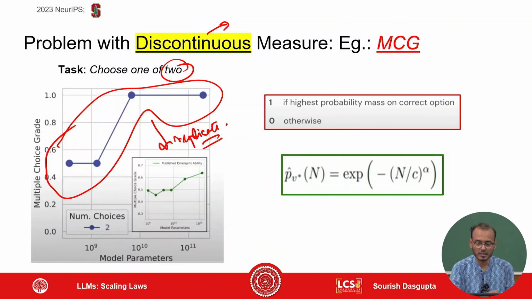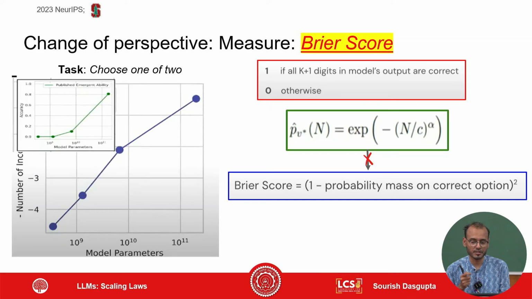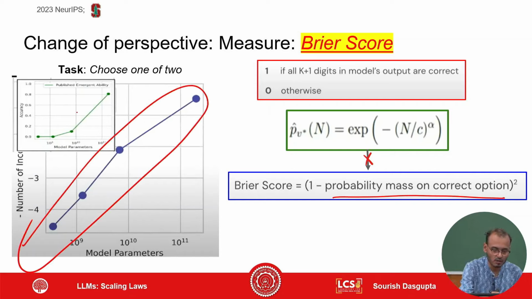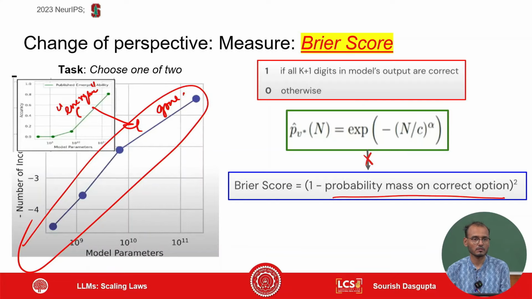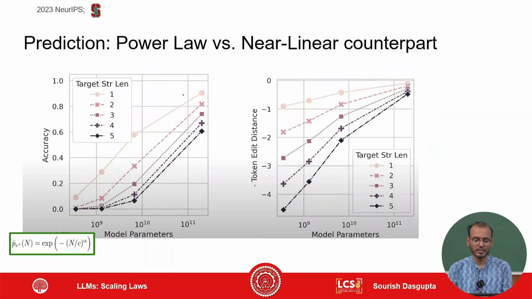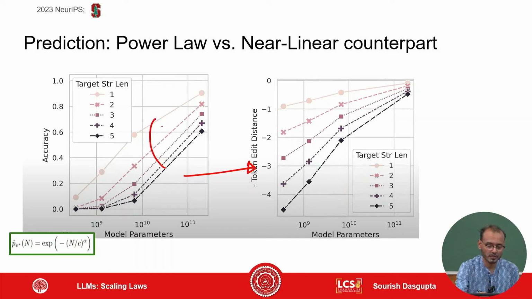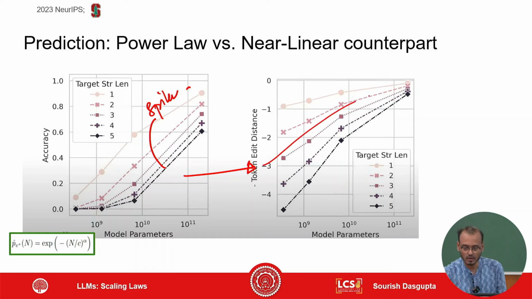So far so good. Now let's say I change the measure from MCG to Brier score. And by Brier score, again, you are not penalizing the intermediary probability with a 0. You're giving some reward. And by doing that, again, what they saw was that the so-called emergence that you found, the spike, is again gone. Then they tried multiple other things. They just changed the perspective and tried to understand what happens to all these spikes. And what they saw was that they're sort of gone, so it becomes a near linear scale.